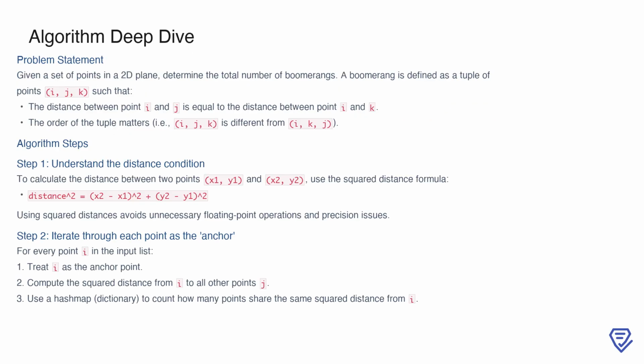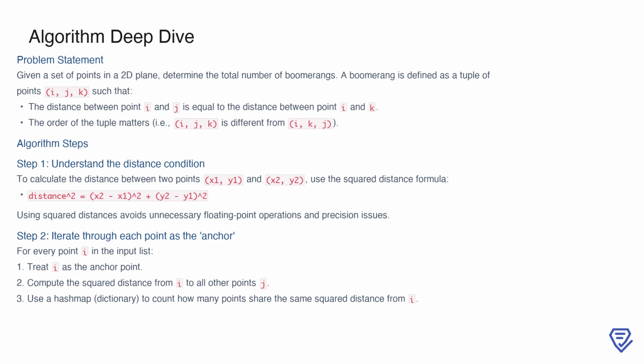To solve the problem of finding the total number of boomerangs in a 2D plane, we first need to understand the conditions. A boomerang is defined as a tuple of points (i, j, k), such that the distance between i and j is equal to the distance between i and k. This means the order of the tuple matters, making (i, j, k) distinct from (i, k, j).